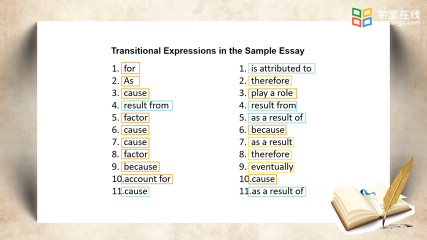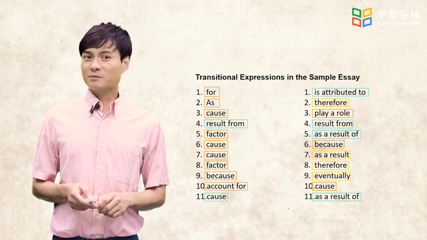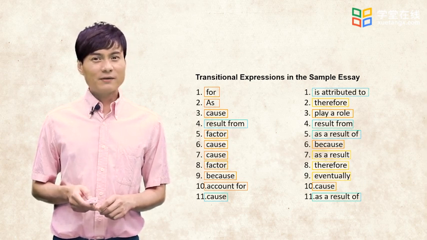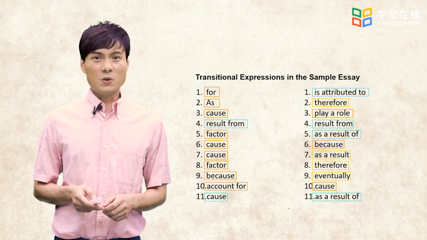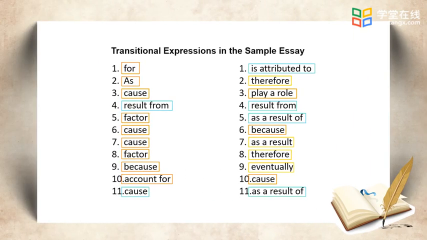We can do a little math here. There are 12 red boxes, 4 yellow boxes, and 6 blue boxes. How do you interpret the numbers? It's rather clear that the expressions about causes are much more than the other two categories. Why so? Think about the main idea of the essay, the biological and environmental causes of shyness. It's a cause essay. No wonder most of the transition expressions are about causes.